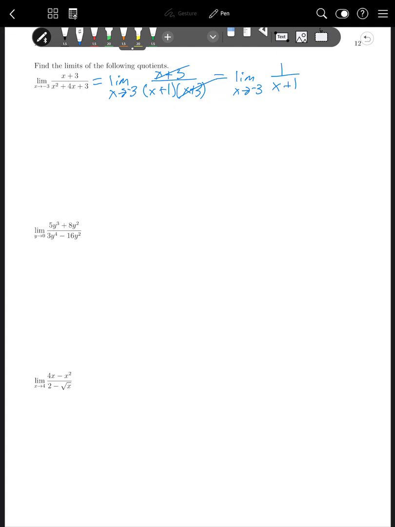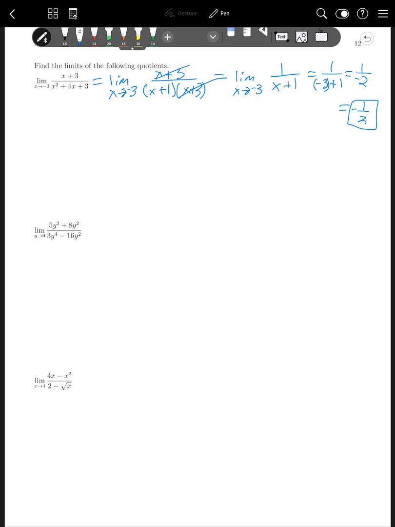Okay, and so now if I plug negative 3 in, we're going to be fine. So I can just plug that in. And so this is 1 over negative 3 plus 1, which is 1 over negative 2, which is negative 1/2. Okay.